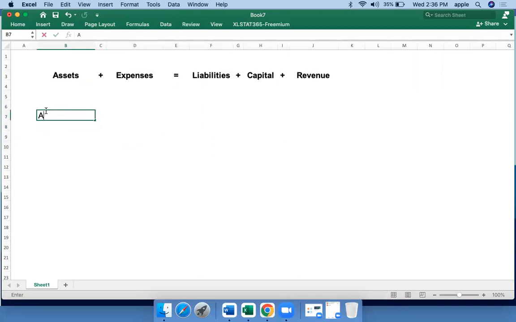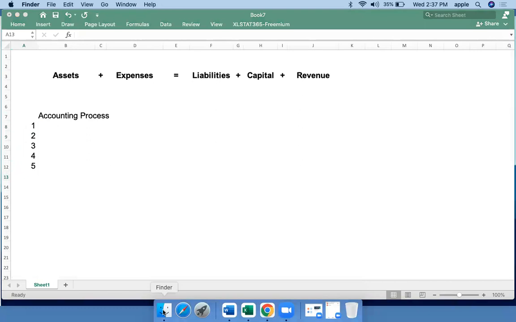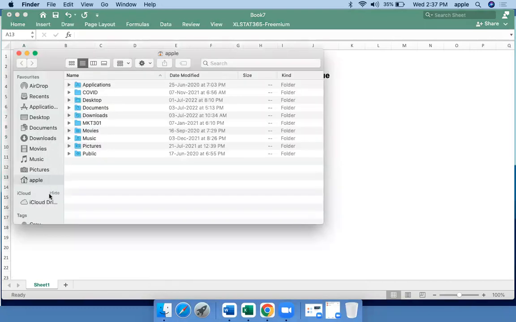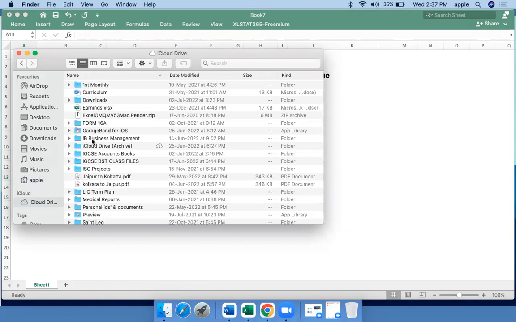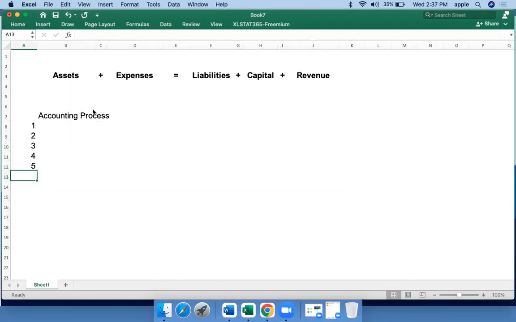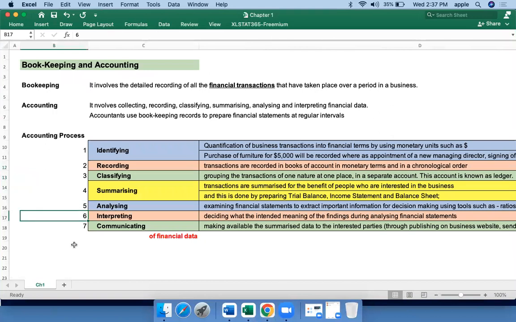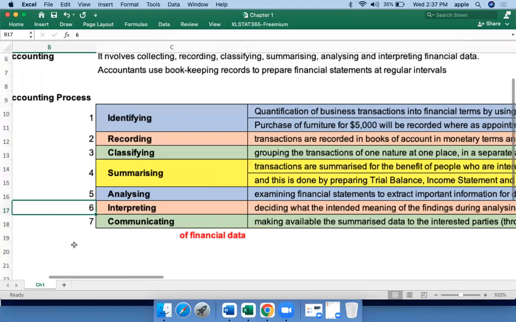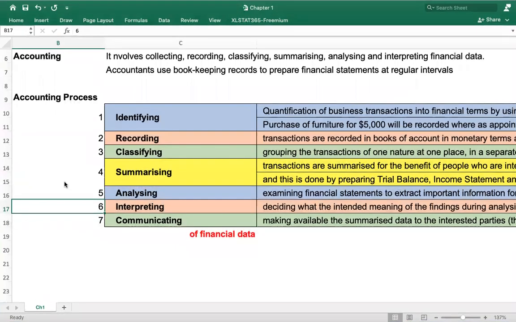Accounting process. And it has several stages. 1, 2, 3, 4, 5. Just a minute. Yeah, so see, can you see these accounting process steps? Please take the notebook also, right?